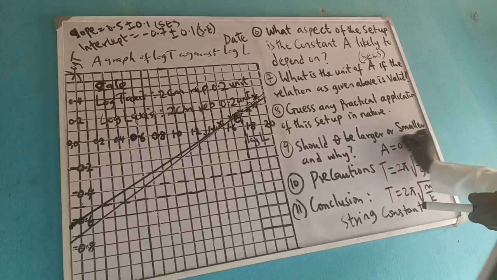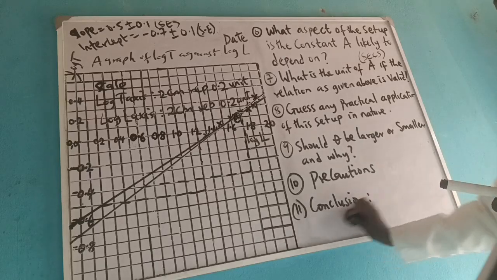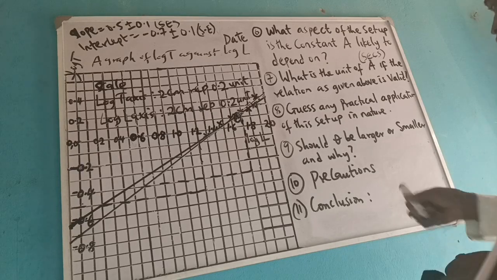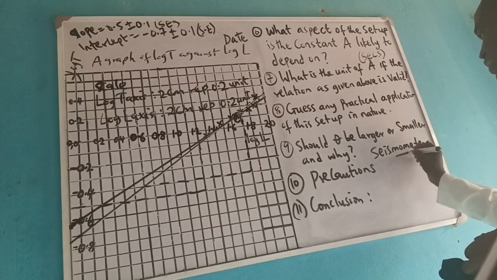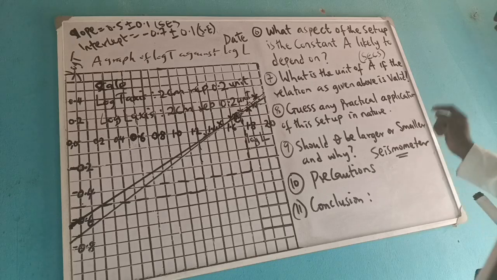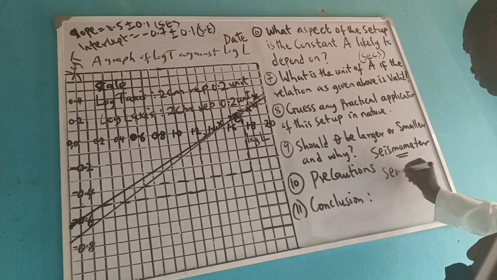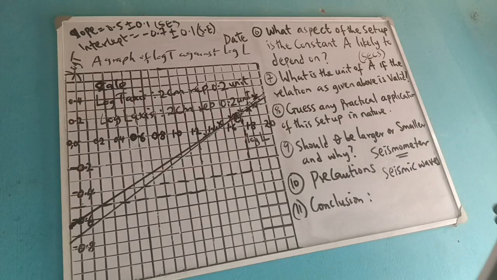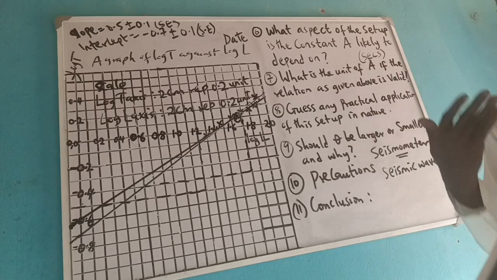Guess any practical application of this setup in nature. Wow, in nature there is what we call a seismometer. Look at this seismometer. What is this instrument used for? It is used to detect and measure seismic waves. That is what we call seismic waves. So it's used to detect and measure seismic waves and earthquakes. So we use this experiment to do that, to measure seismic waves and earthquakes.